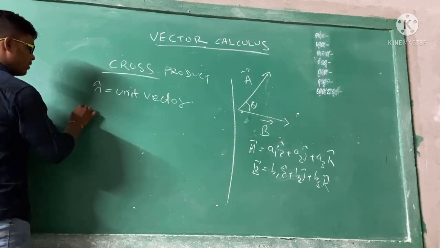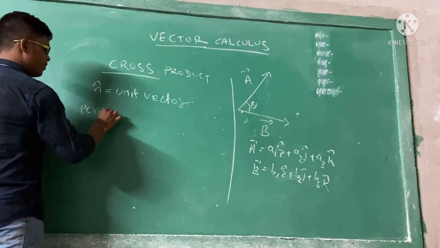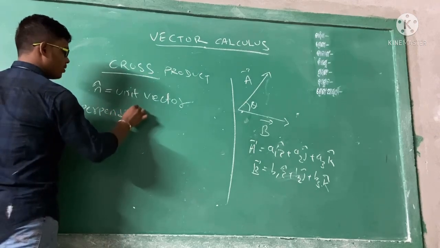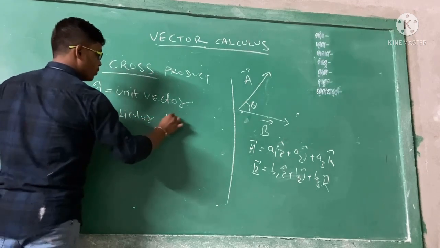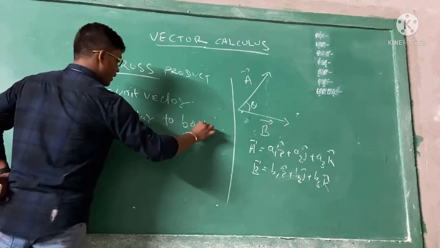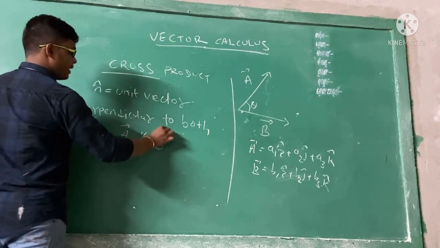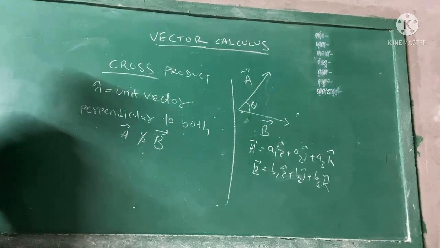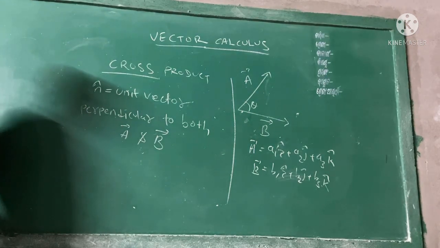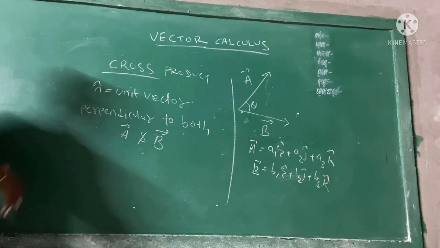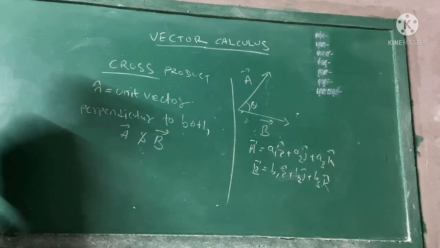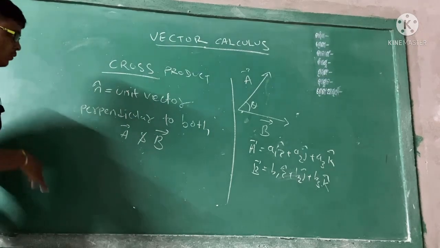So this is for physics. You just need small things: how to do dot product, how to do cross product, if the angle is given, and if the angle is not given, then what is the n vector? What is n cap? This is the unit vector perpendicular to both A vector and B vector. So n cap is a unit vector perpendicular to both A vector and B vector.